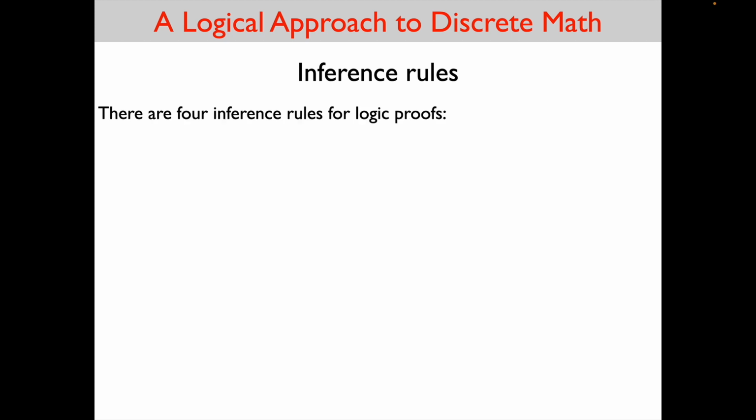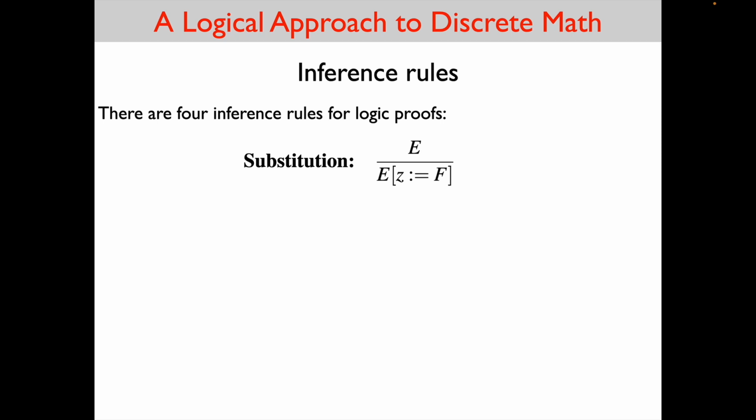And so that's what an inference rule is. We'll give some examples here in a minute. Now, there are 4 inference rules for logic proofs. We're going to discuss some of these right now, but some of them we will wait until a later lecture. But these are the 4 inference rules for logic proofs. This material that I'm summarizing for you here is not that systematically presented, I think, in our textbook.